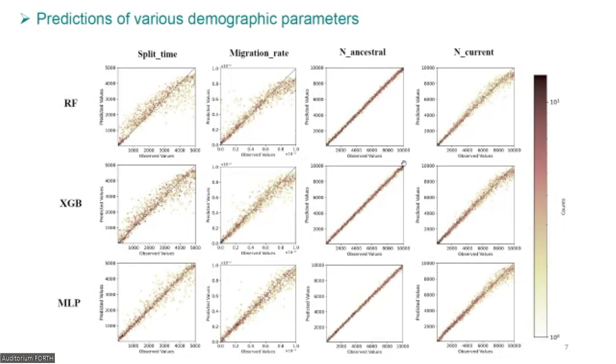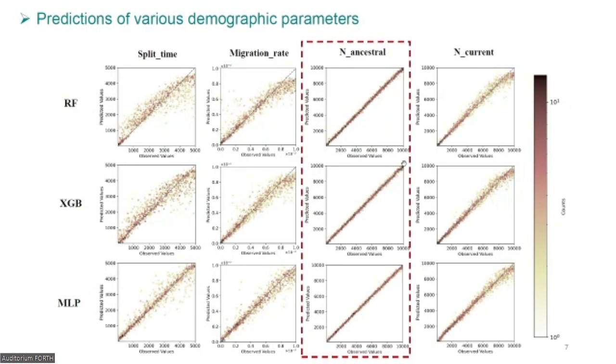So we have the observed values on the x-axis, the predicted values on the y-axis for all 3 regression methods, random forest, XGBoost, and multi-layer perceptron, and for the demographic models. So one thing that we saw is that all these models were able to achieve good accuracy in predicting the demographic parameters, with some differences. For instance, the ancestral effective population size was the demographic parameter predicted the most accurately by all the methods. So the accuracy was very close for all these 3 methods.